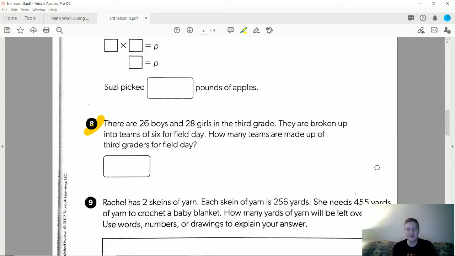So I can already look at my 2 numbers and know that I cannot count by 6s to get to either 26 or 28. So what I'm going to need to do is combine those 2 numbers together and add first. And so when I do 26 plus 28, that will give me 54. And then I would be doing 54 divided by 6, and that should be 9.